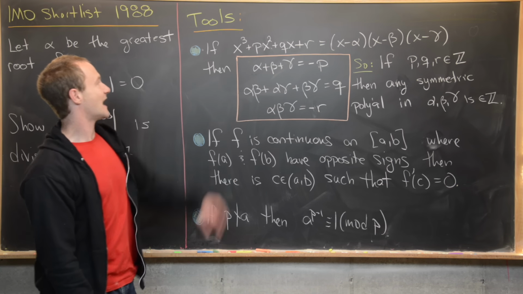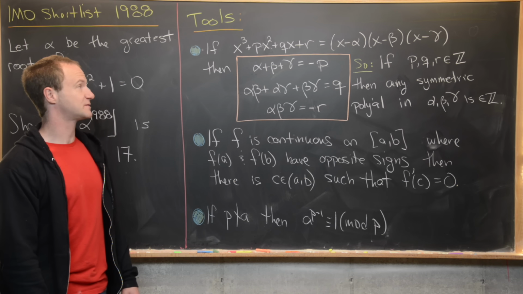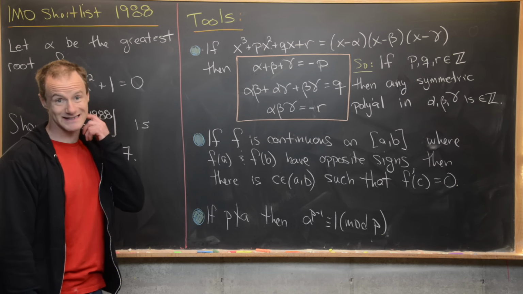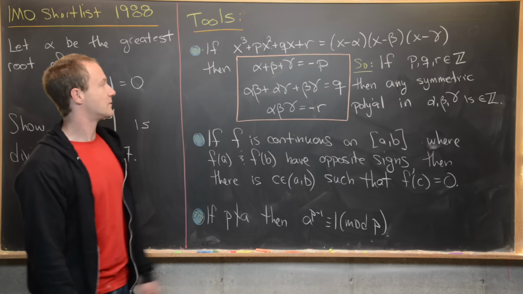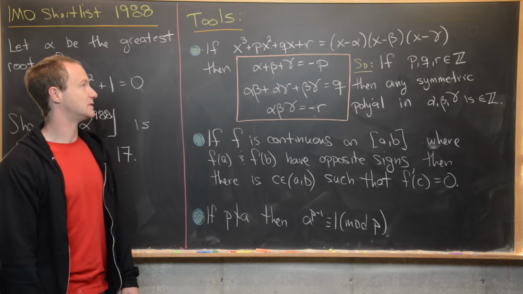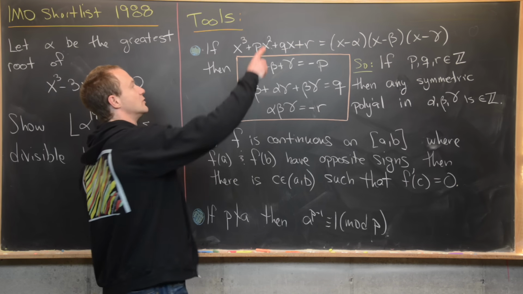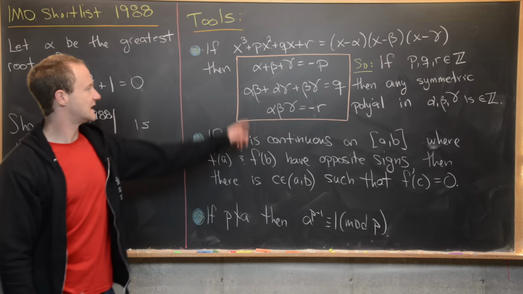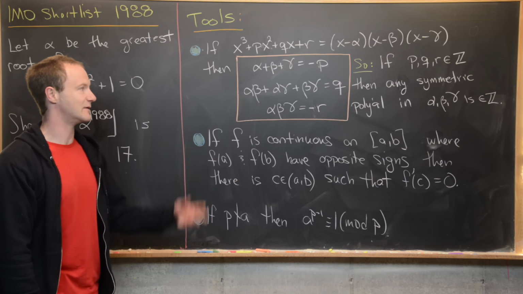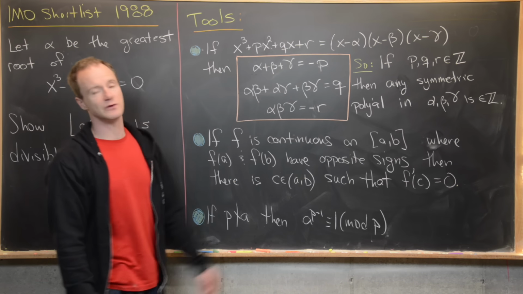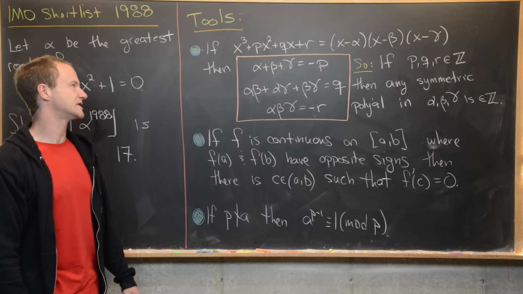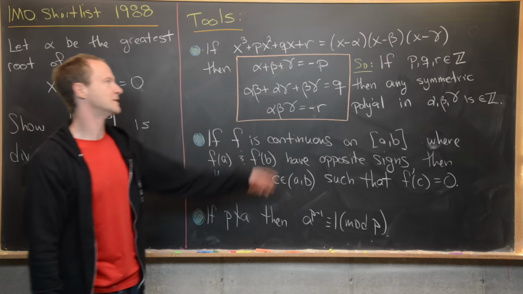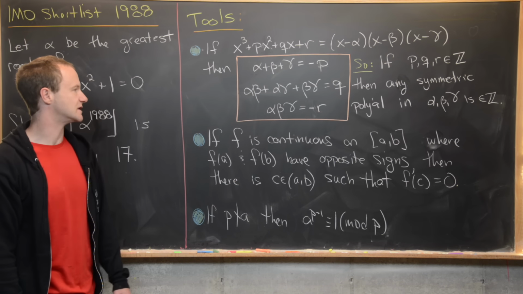So if x cubed plus px squared plus qx plus r factors like x minus alpha times x minus beta times x minus gamma, then alpha plus beta plus gamma is equal to minus p. That's what you get if you calculate the coefficient of x squared on both sides of this equation. Then alpha beta plus alpha gamma plus beta gamma is equal to q. That's what you get if you calculate the coefficient of x on both sides. And then finally, alpha times beta times gamma is equal to minus r. That's the constant term on both sides of this equation.